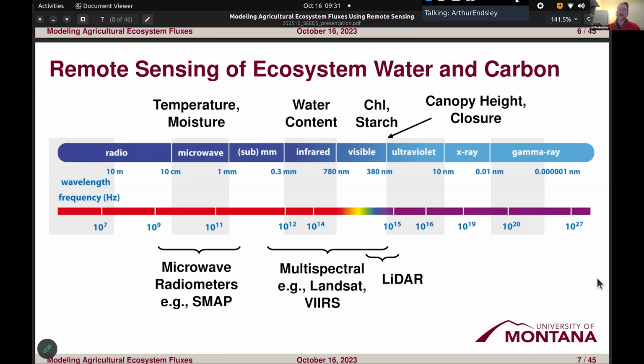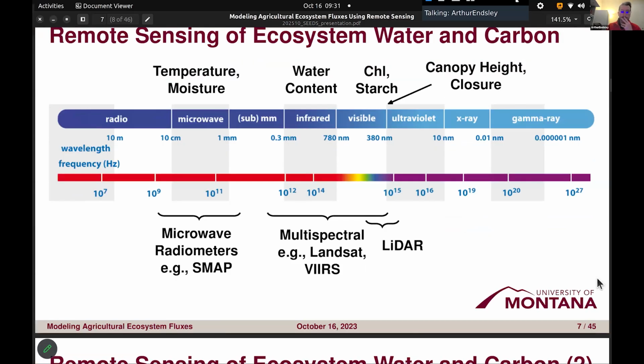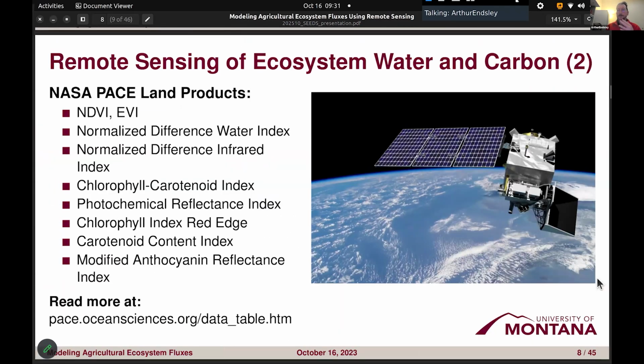And this gives us information about canopy height and canopy closure and other metrics that allow us to estimate biomass in ecosystems. So remote sensing plays a key role in providing information that is input to ecosystem models. And just to provide another more concrete example of that, there's a recent NASA mission.